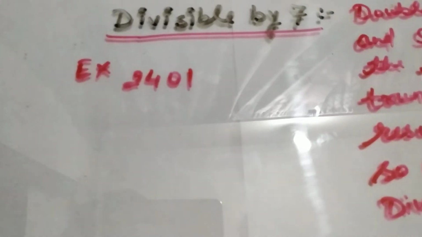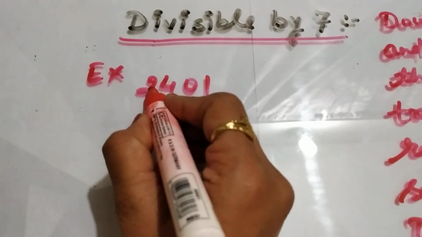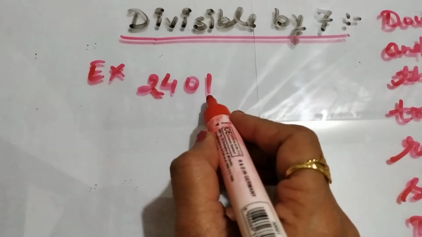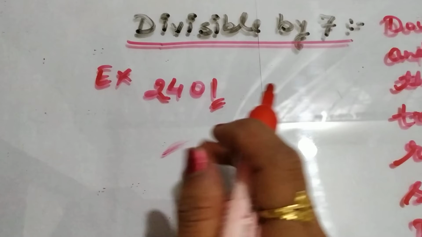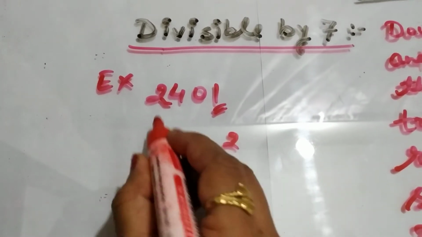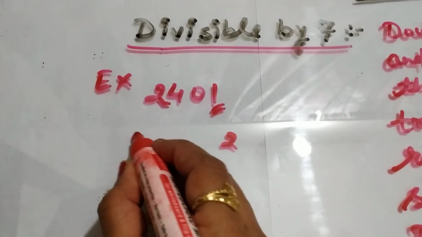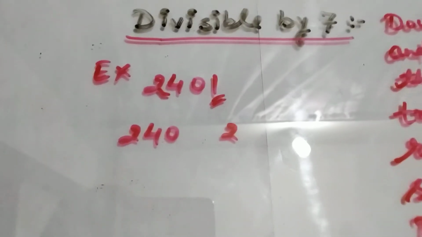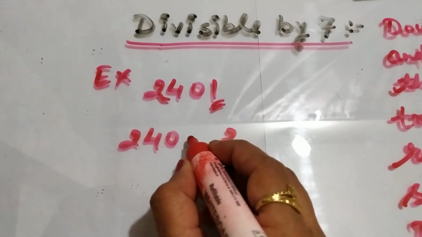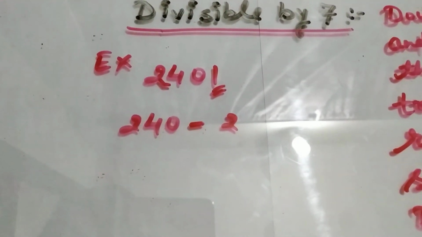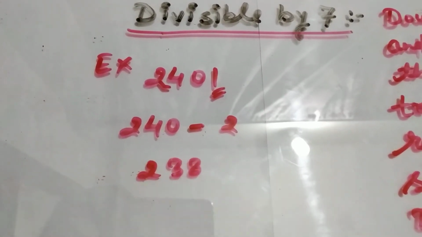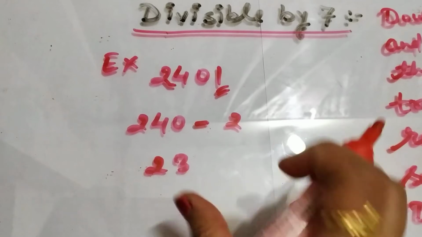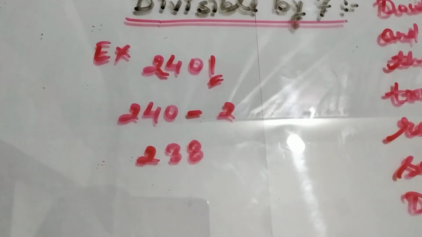Now we are going to take another example. No need to divide the whole number by 7 first. Just double the last digit: 1 into 2 is 2. And the remaining number is 240. We subtract the doubled number from 240, and we get 238. Now for 238, we don't know whether it is divisible by 7 or not.